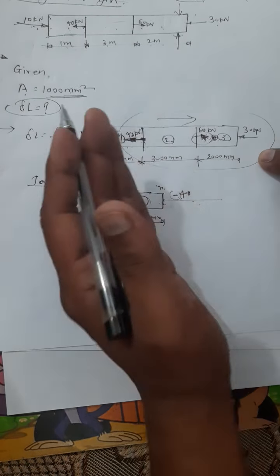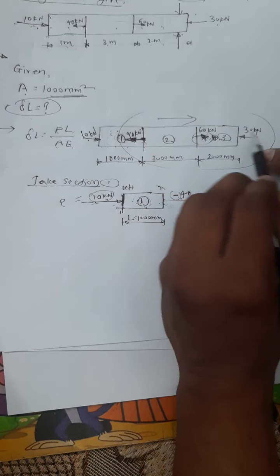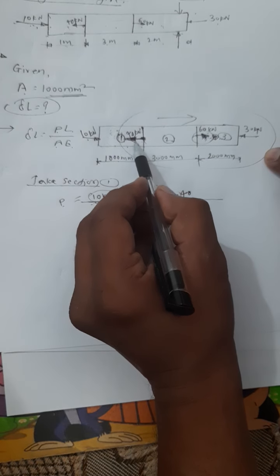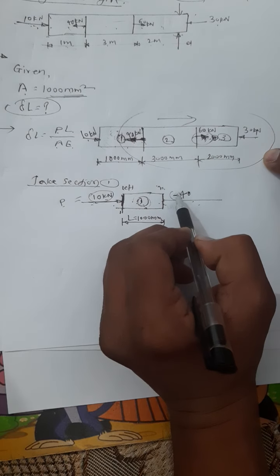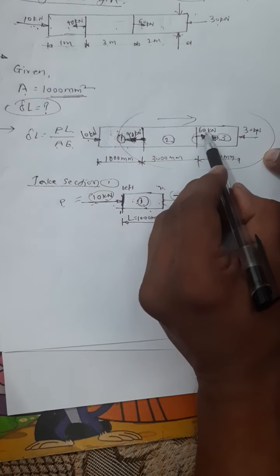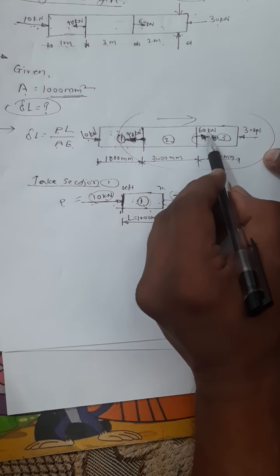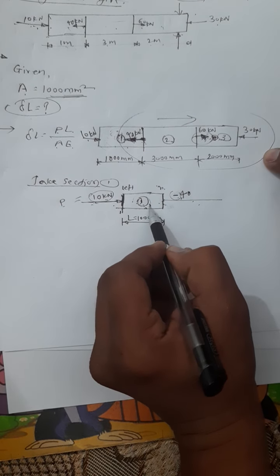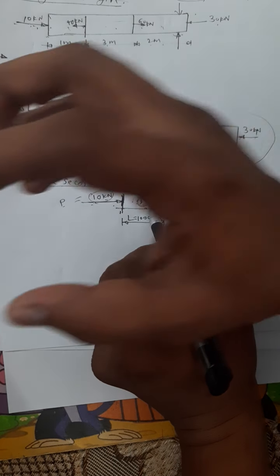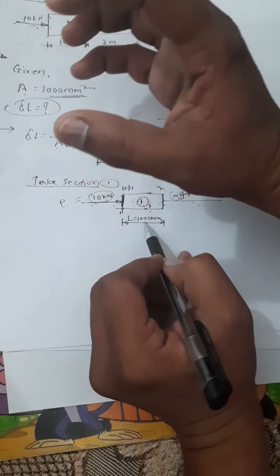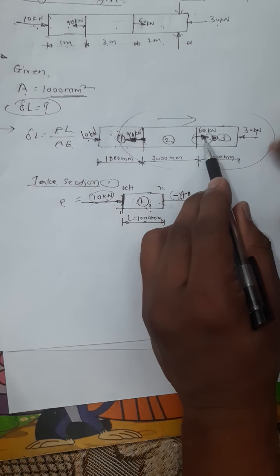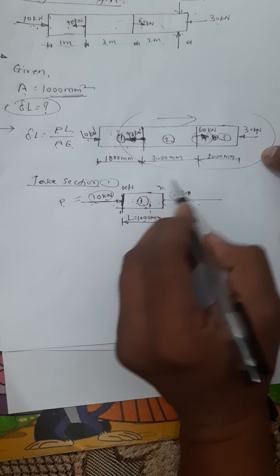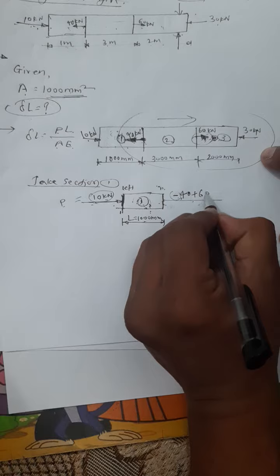Whatever forces are at the right side of this section number 1, how many are there? 40 kilonewton, 60 kilonewton and 30 kilonewton. This 40 kilonewton is pushing. Pushing means negative because it is compressing this section number 1. Now this 60 kilonewton force is pulling this section 1, so it will elongate. The length increases due to this 60 kilonewton force, because it has a direction away from the section number 1. And pulling means plus 60.